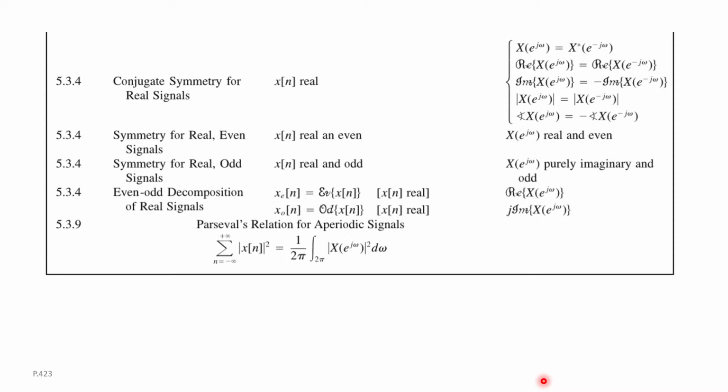And then you have the symmetry properties. Conjugation: if x[n] is real, then those are the same as in continuous time. And also if x[n] is real and even, then big X is real and even. And if x is real and odd, then big X will be imaginary and odd.